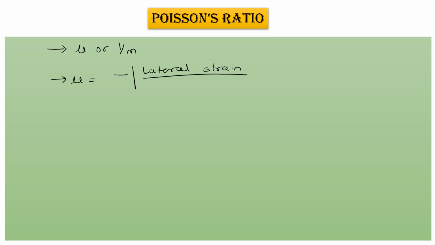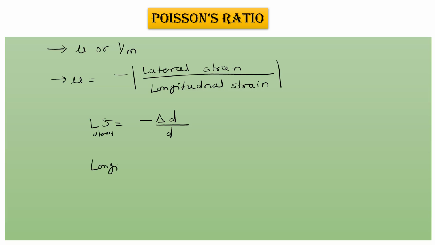Okay, so lateral strain is with respect to the depth and longitudinal strain is with respect to the linear dimension, means with respect to the length parameter. Lateral strain is nothing but the minus of delta D by D, and so here this is lateral, and the next is longitudinal. For longitudinal strain, delta L by L.